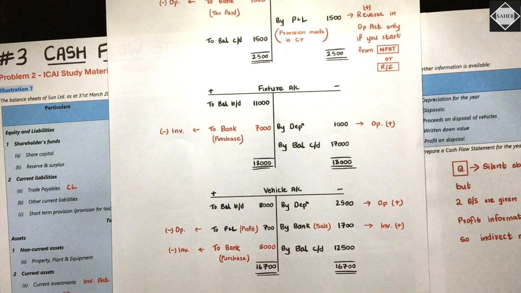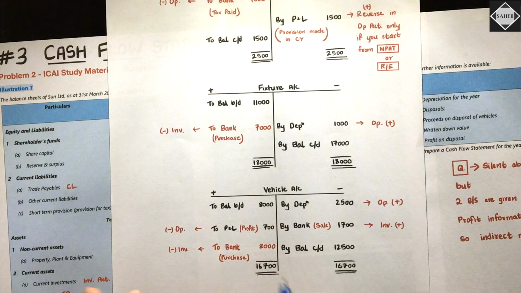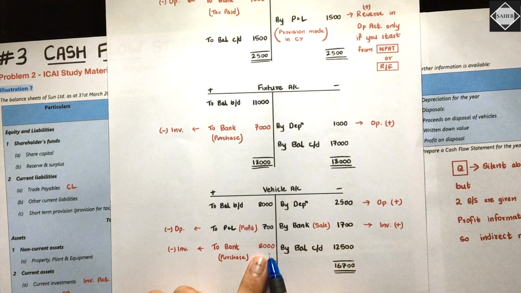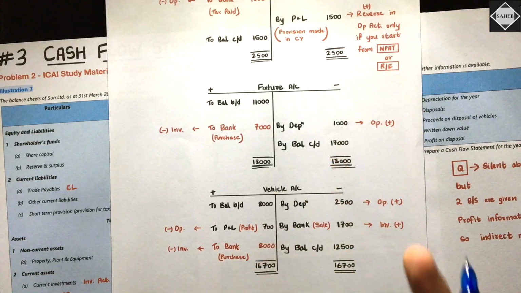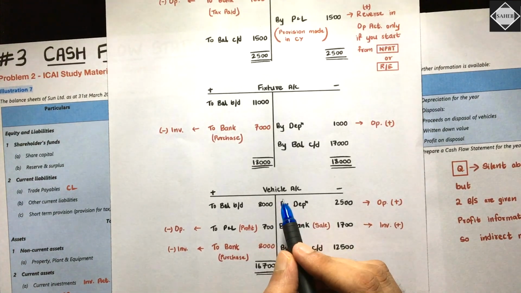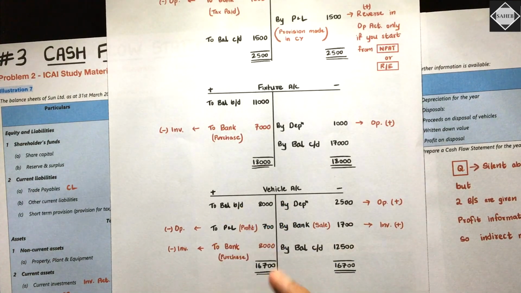It's not equal. So that means we have a balancing figure over here. So what we have to do, 16,700 minus 8,000 minus 700, that's equal to 8,000. So 8,000 is the purchase of a vehicle that we have made in the current year. So that's what you have to take to bank, purchase. If there is a balancing figure on the debit, that means you have purchased.